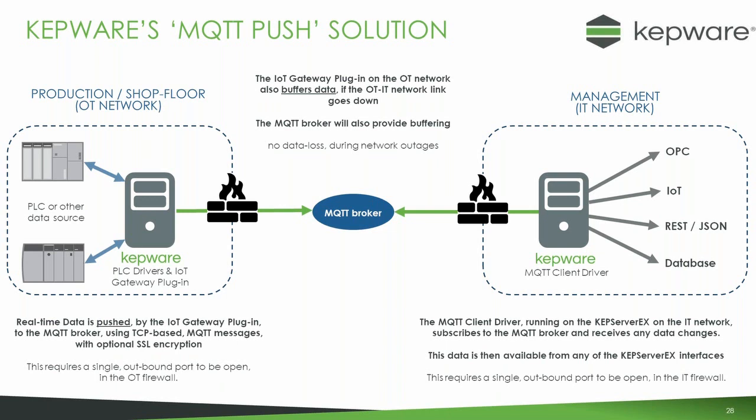So again, this is a way of creating a push from the OT network to the IT network. The difference between this one and the last one is there is no inbound port open on the IT network here. Both ports are outbound only, and you're using a middleman of this MQTT broker. So this is in some ways similar to the DMZ application we looked at earlier.